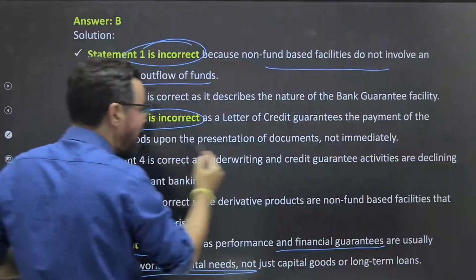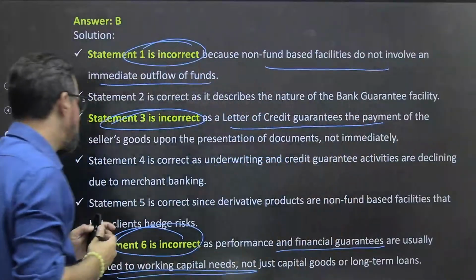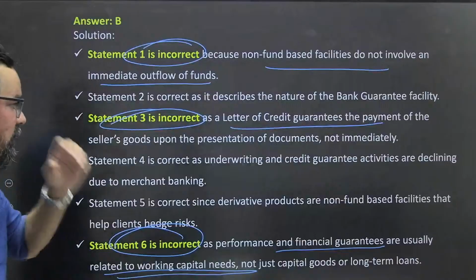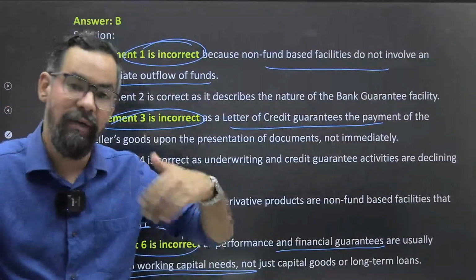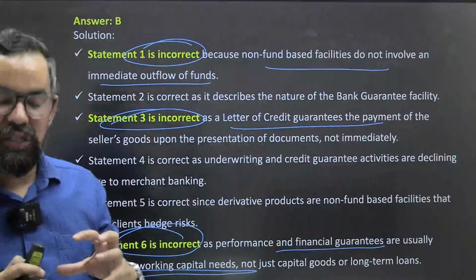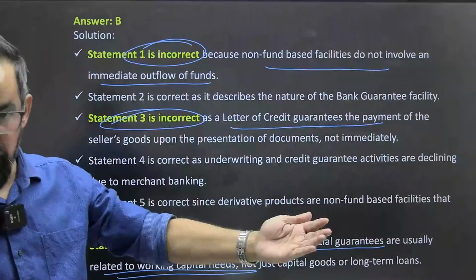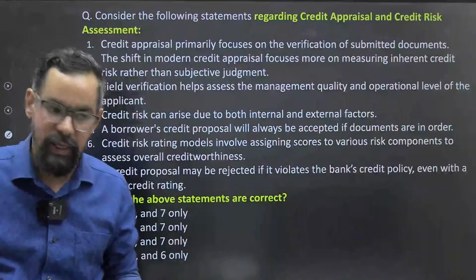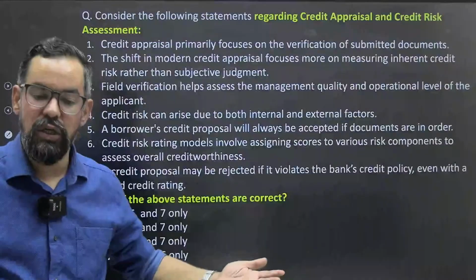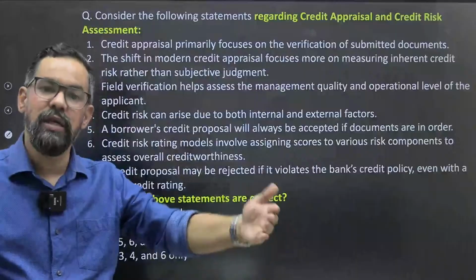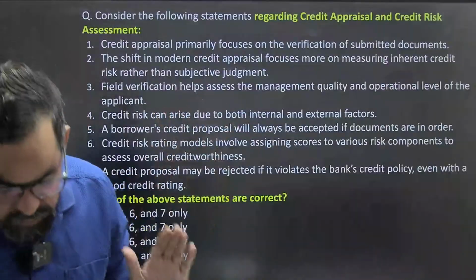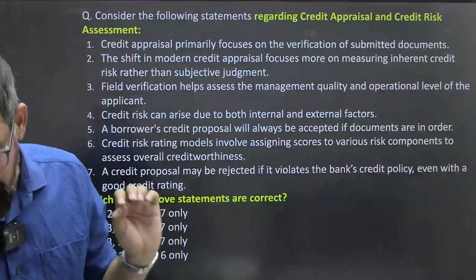Third one is incorrect. Letter of credit guarantees the payment of the seller's goods upon presentation of documentation. And after the presentation of documentation, it can be usance or demand. If it is demand, payment is at the time of presentation of documentation. If it is usance, it will be after the defined period or whatever date is mentioned.